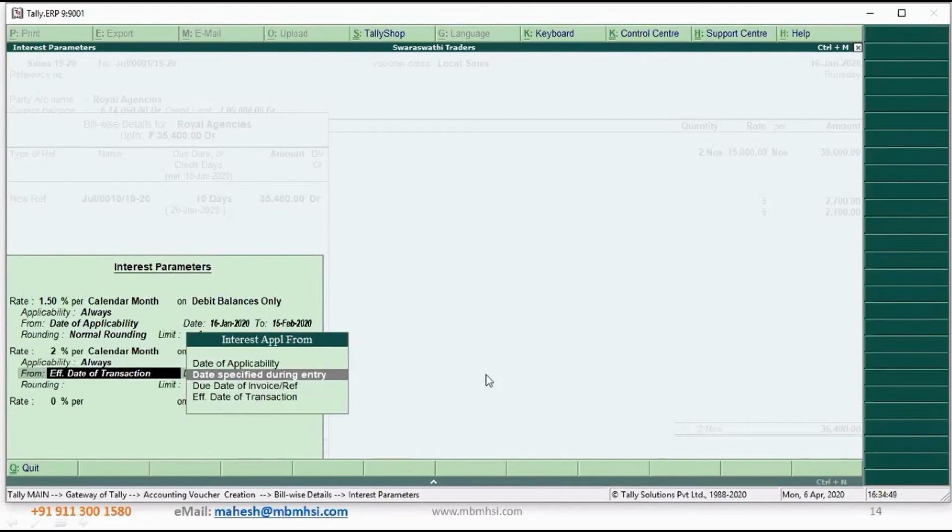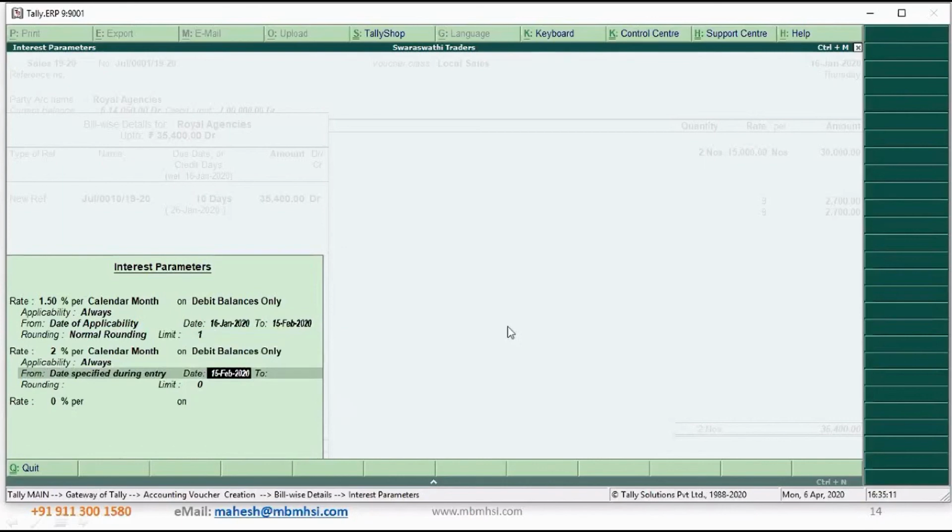Date specified during the entry, you need to select this. If the credit is going beyond between these dates, you want to charge 2%. So you get a new option called date specified during the entry, because in the entry I'm specifying it as 15th of February. So use this option from 15th of February. Any number of days. So if you don't want to give any to date, just leave it blank.